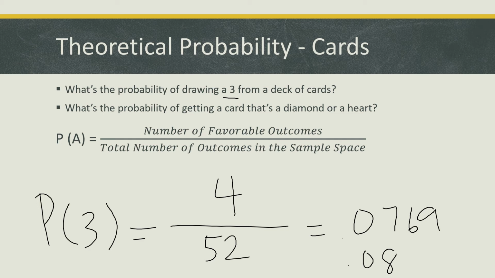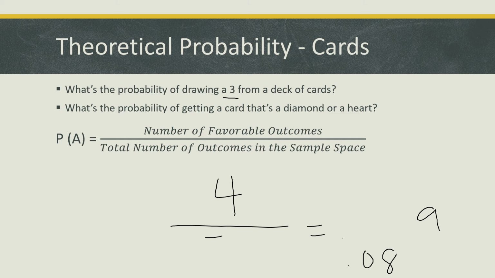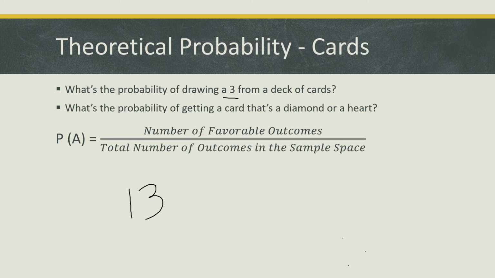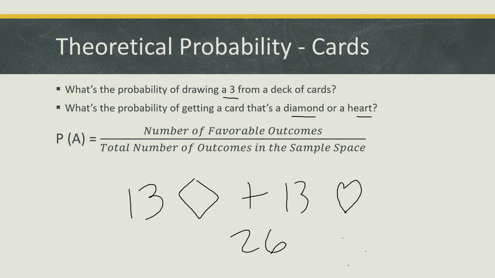Okay, let's focus on the other one. What's the probability of getting a card that's a diamond or a heart? So there are 13 cards in each suit. So there are 13 diamonds, and there are 13 hearts. Because we're focused on either getting a diamond or a heart, those added together, you would have 26 favorable outcomes.